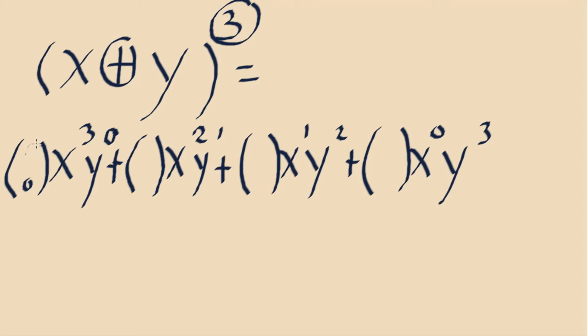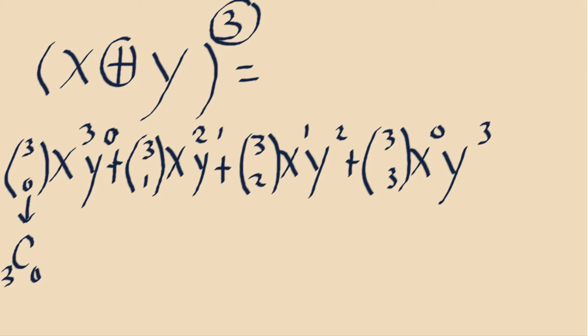So this n, which is equal to 3, will be the top number for all of these terms over here. We'll be using 3 for all of them. And then for the bottom numbers, you're going to start with 0, and then go all the way down to 3. Now, this notation is actually a combination formula. So it means combination of 3 taken 0.